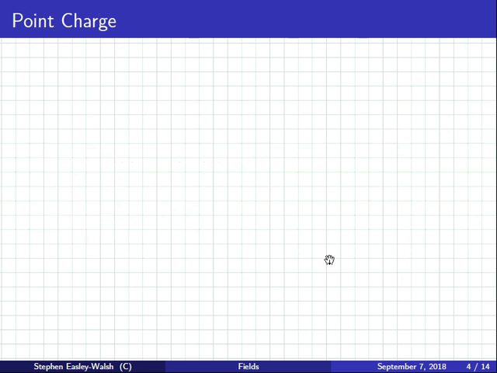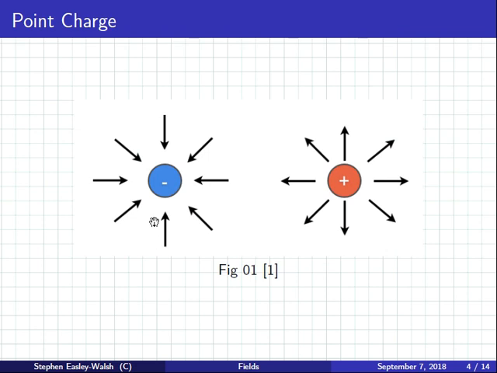The first one is a simple one. If you just have a point charge, so that means if you have like a negative, an electron, then the field points in. Or if you have a positive, the field points out. Because remember we said we have to imagine how a small positive charge would move. So that would move in and that would move out here.